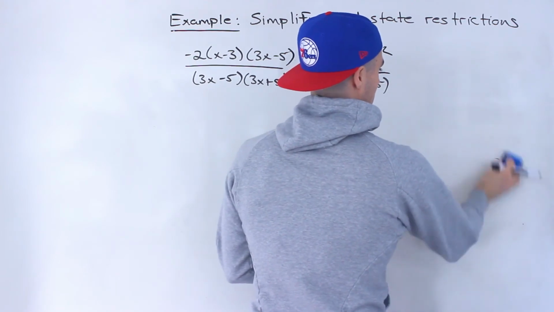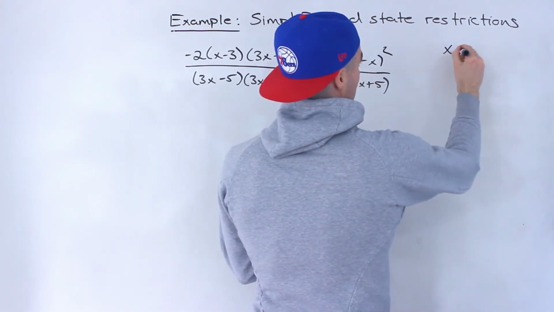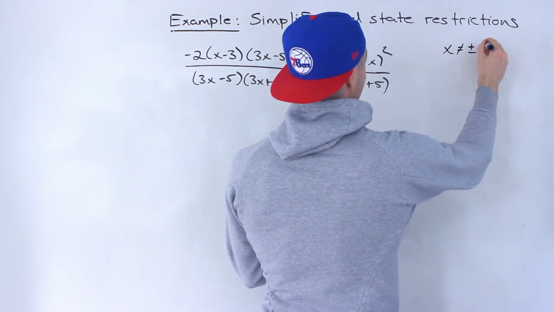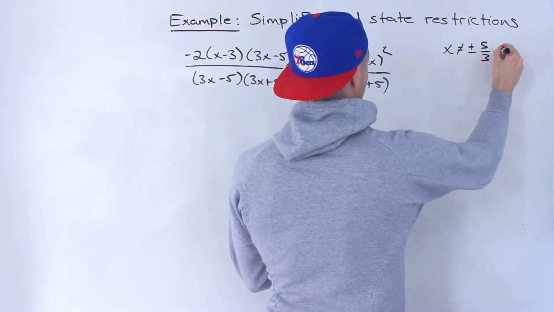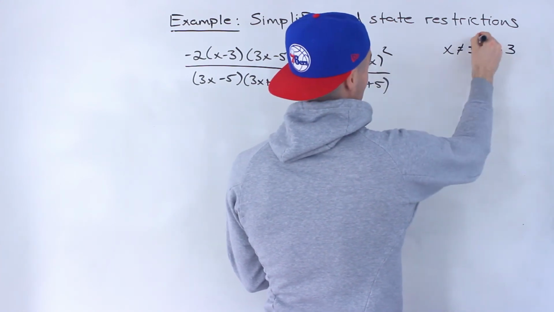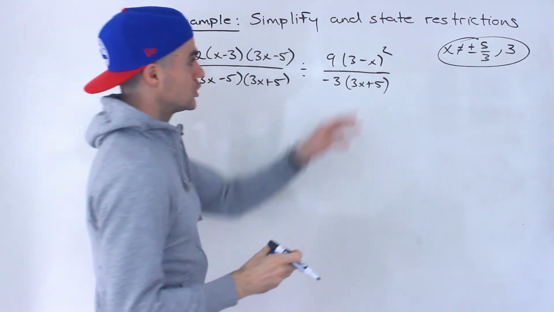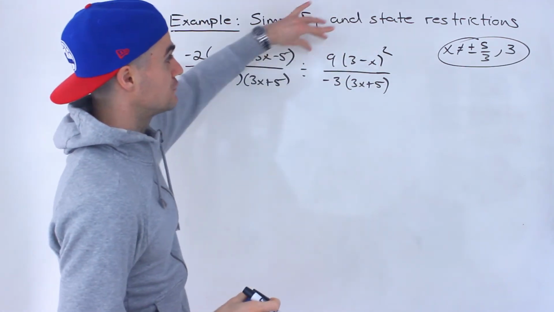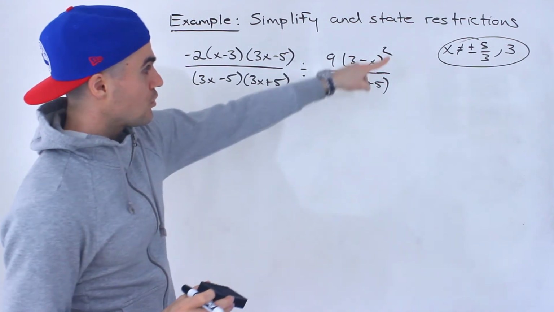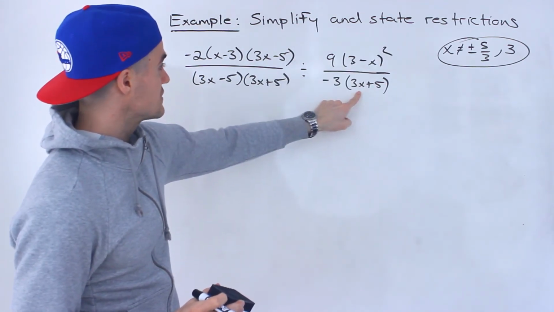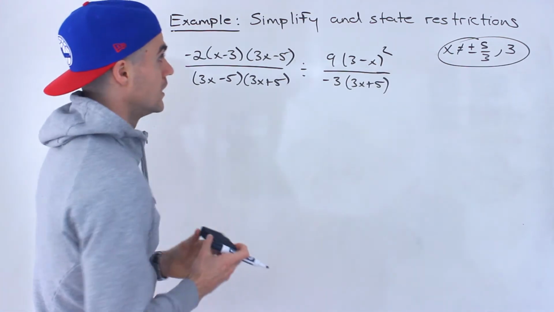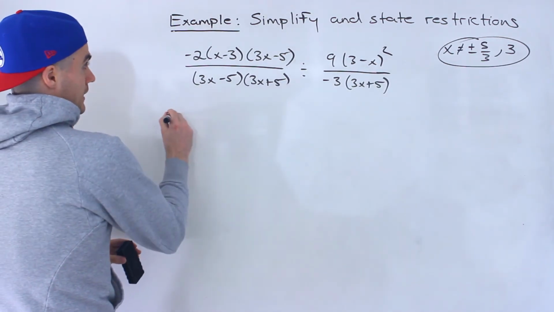So x can't be positive or negative 5 over 3, plus or minus 5 over 3, and then x can't also equal positive 3. Right? The numerator can't be 0 because then we'd be dividing by 0 there. Right? So those are the restrictions. And then notice this factor, it was the same as this factor, so we already got the restriction over there. And so from here, we can now simplify this.